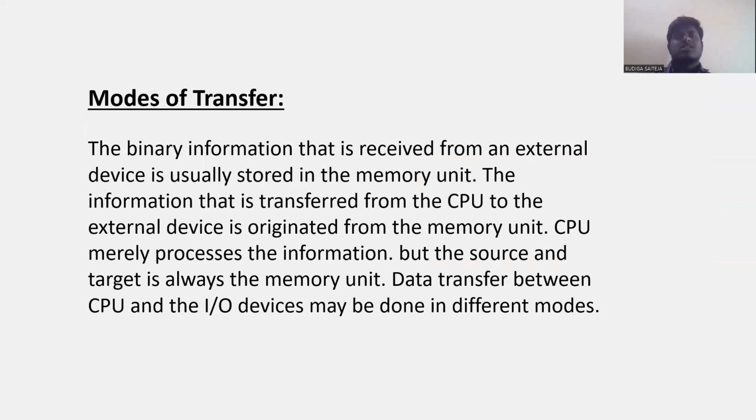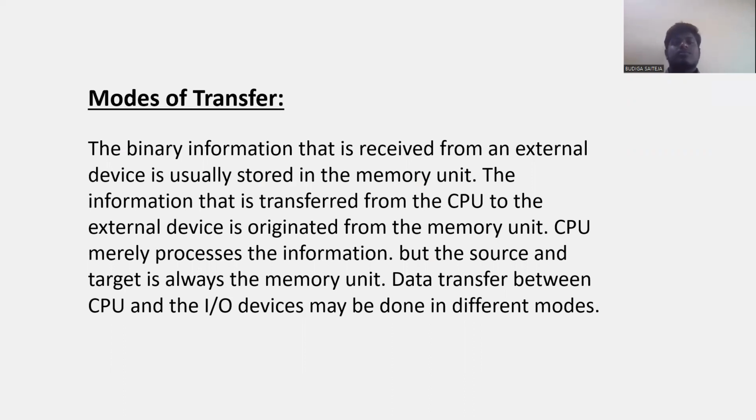Modes of transfer. The binary information that is received from an external device is usually stored in the memory unit. The information that is transferred from the CPU to the external device originates from the memory unit. The CPU merely processes the information, but the source and target is always the memory unit. Data transfer between the CPU and the I/O devices may be done in different modes. Here are the modes of transfer. We can see different types of modes used to transfer the data.